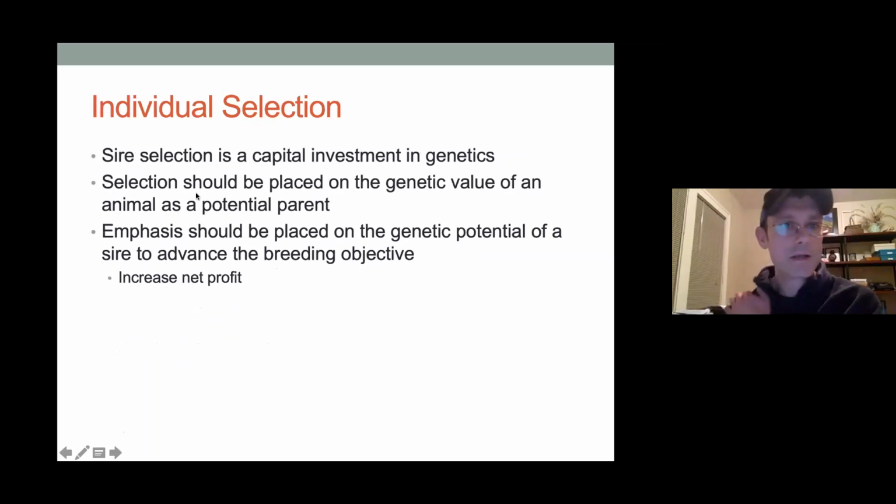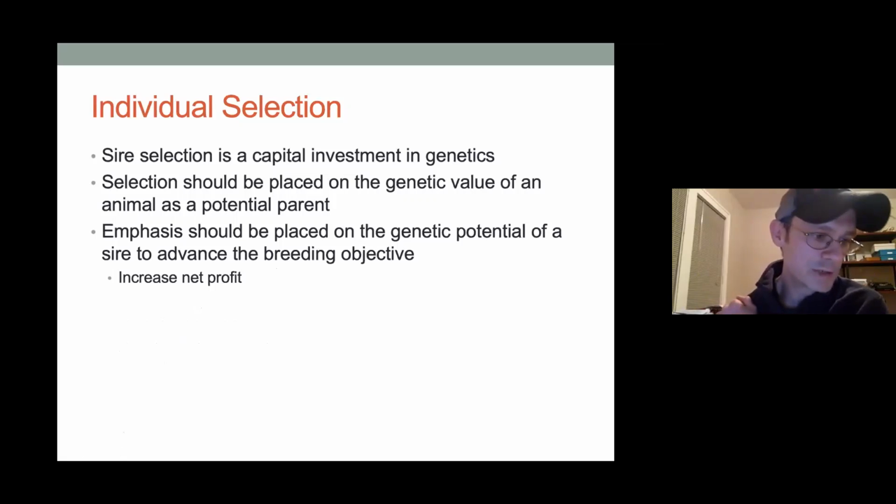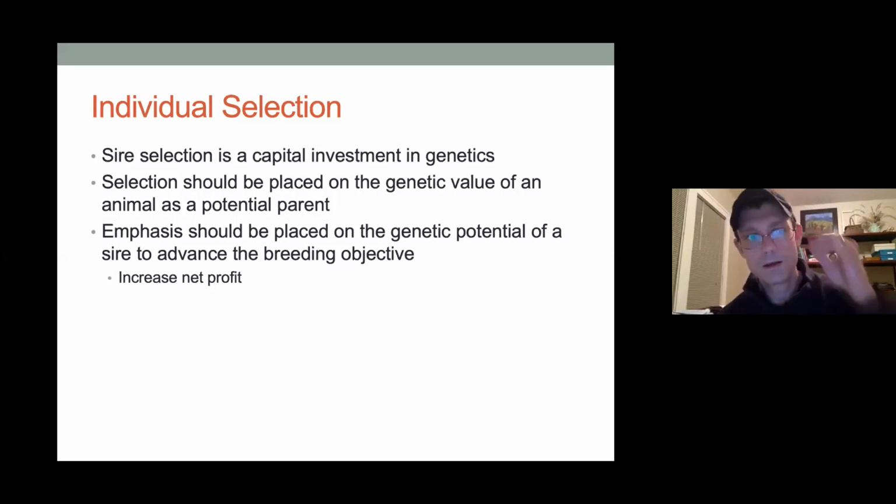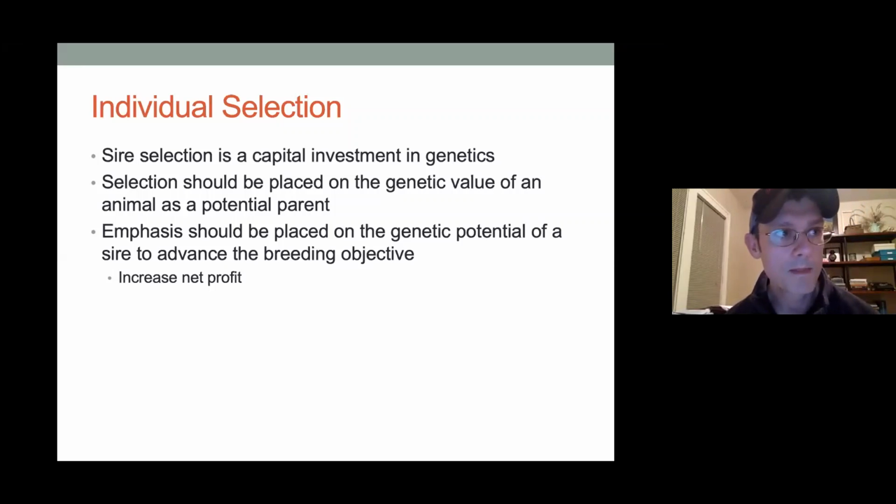So after breeds are selected, it becomes individual selection. So that's the actual bull, the individual animal or group of bulls. And I'd encourage people to think about this decision as a capital investment in genetics. And with that in mind, selection should be placed on the genetic value of an animal as a potential parent. So regardless, and I know this is a hard thing for whatever reason in beef cattle, but it really does not matter what the bull looks like. What matters is what his genetic potential is, right? And that's really important to understand.